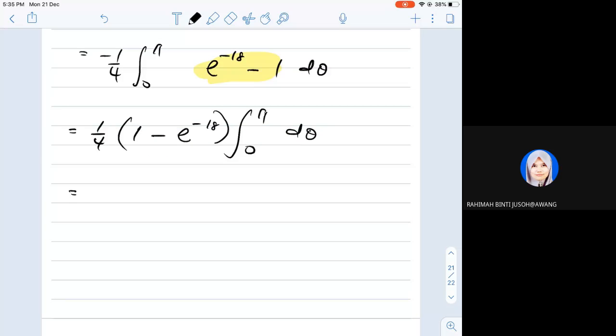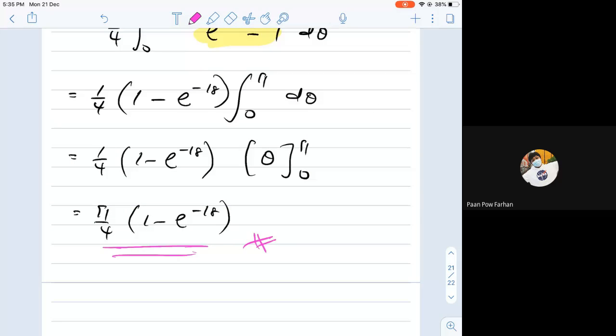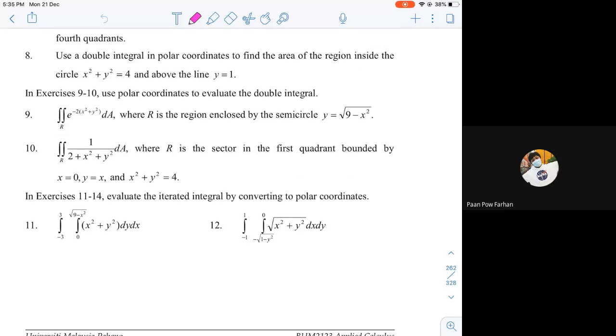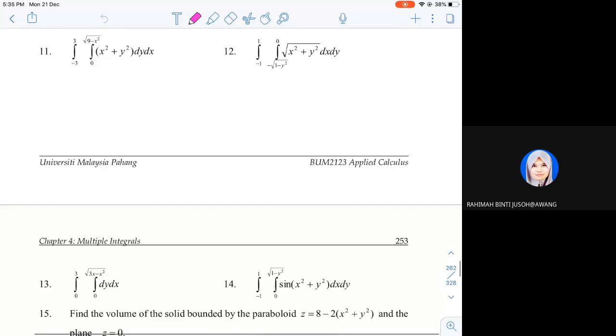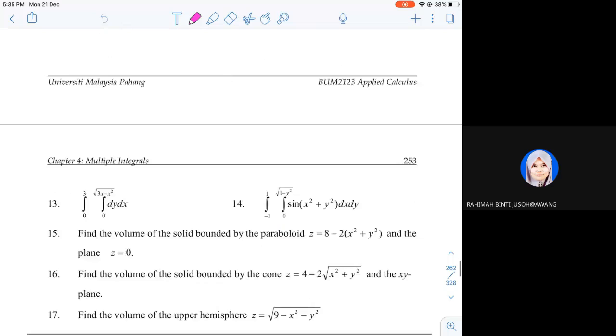So we will have 1 over 4, exponent negative 18 theta. Substitute pi and 0. So it becomes pi over 4, 1 minus exponent negative 18. That's it. That's the answer. Understand? Okay, so next. I thought of stopping at 5.30 but there is no time. Let's do one more question, guys.